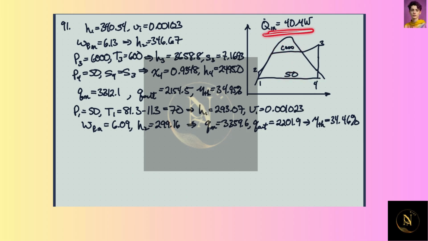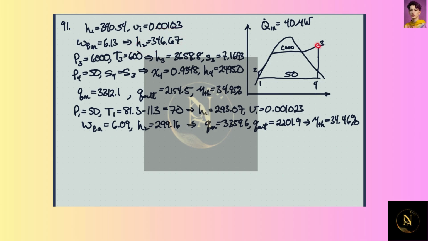Again, we're told that the rate of heat transfer into the system is 40 megawatts. So we can get the enthalpy and the specific volume at 1, find the energy that it takes the pump to pump that up from 50 to 6,000 kilopascals, and then the energy balance in the pump gives us the enthalpy exiting the pump.